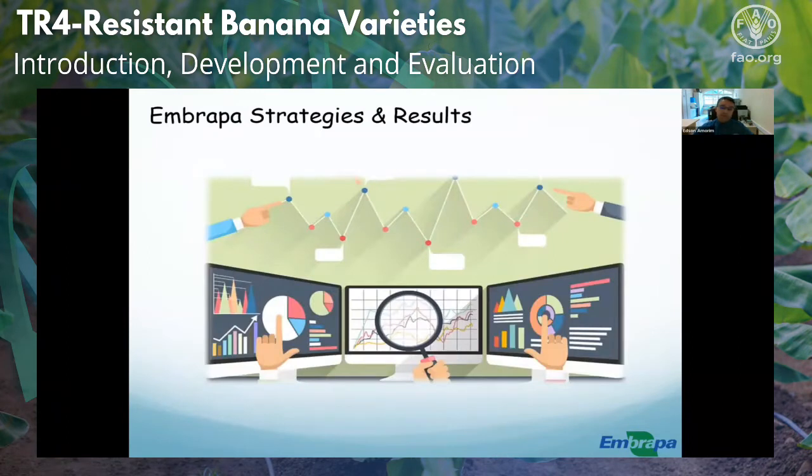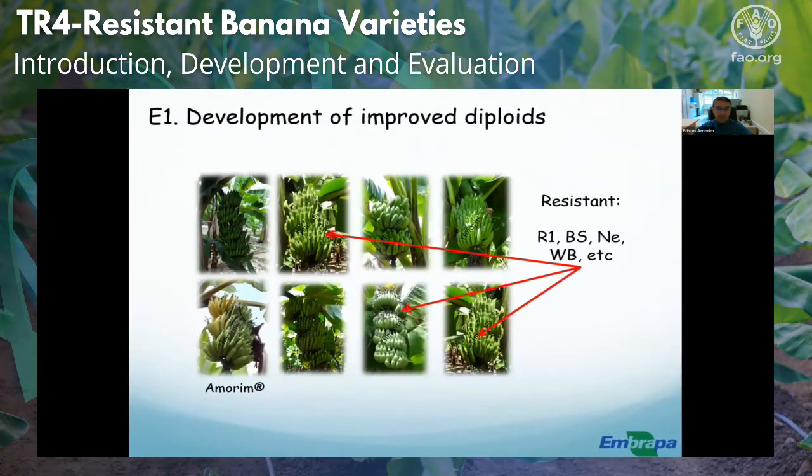Embrapa uses six strategies to develop new hybrids. I will present them and some results from the last 2 years. Remember, we have more than 45 years of banana research in Brazil. The first strategy is to develop improved diploids for use in the process. Improved diploids are a key to the success of banana breeding.